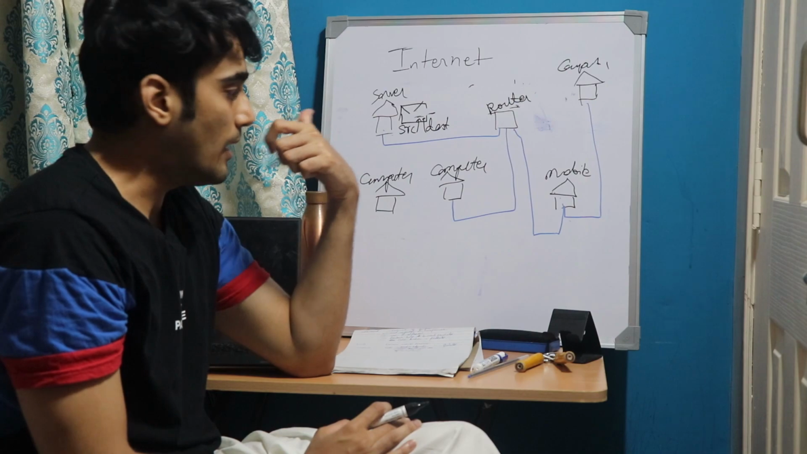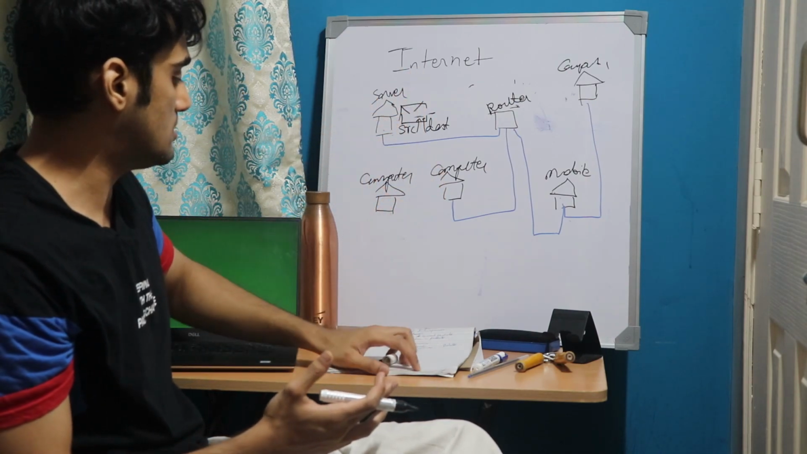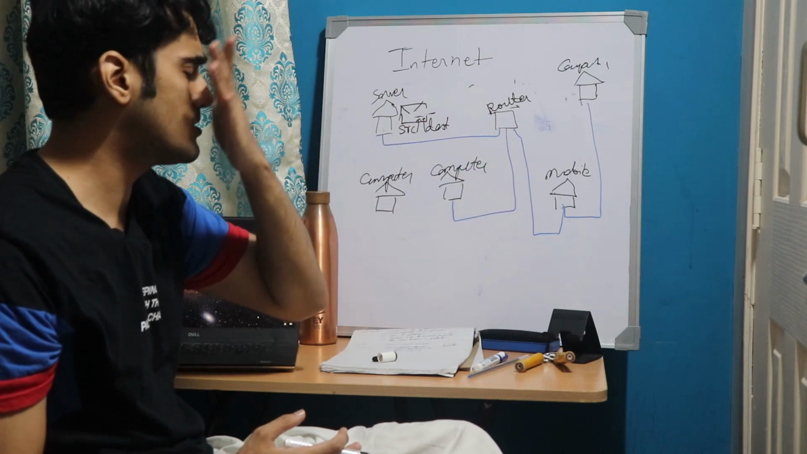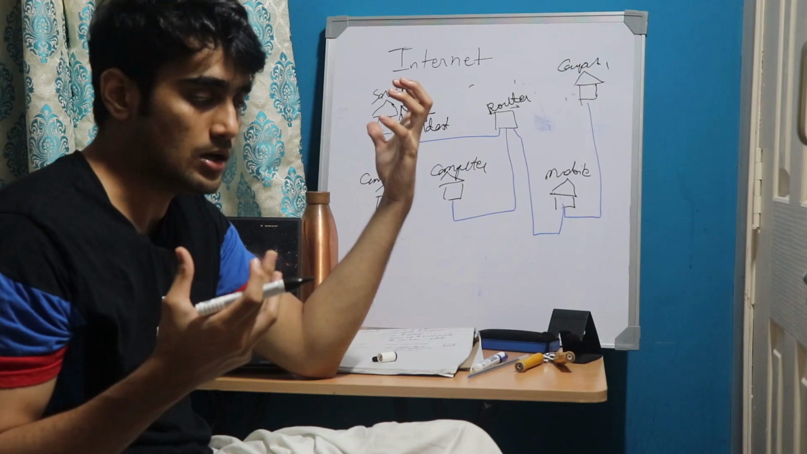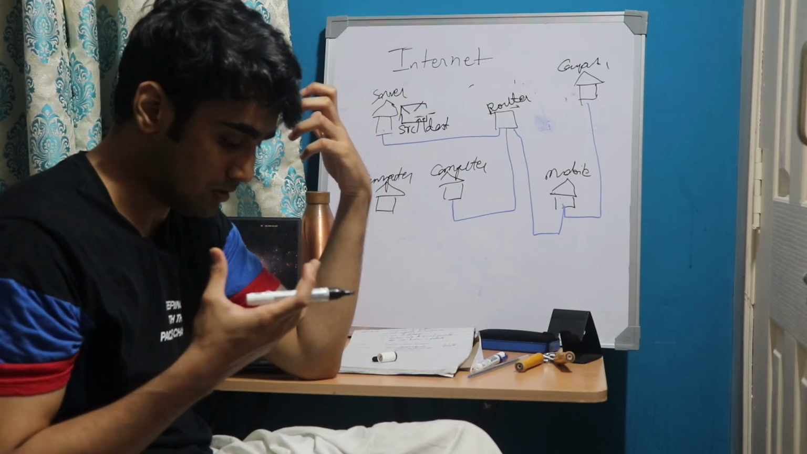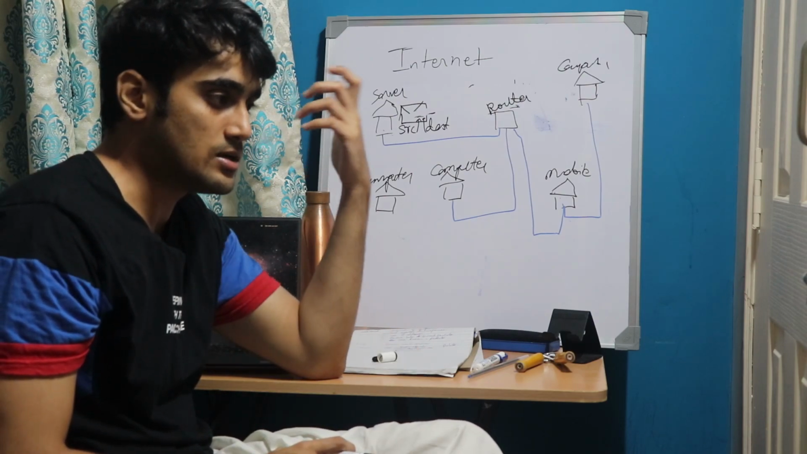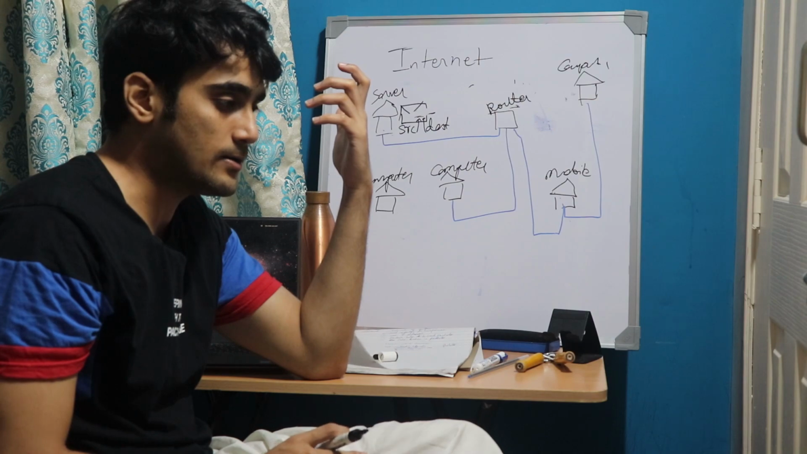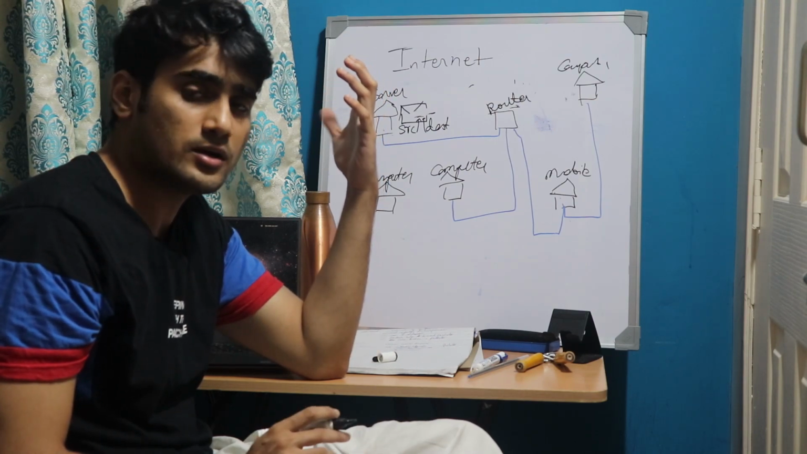So apart from end devices, that is servers, mobile phones, and computers, the internet consists of routers as well, which are used to send packets from one place to another. That is done in a very efficient way, such that the path calculated is the shortest.